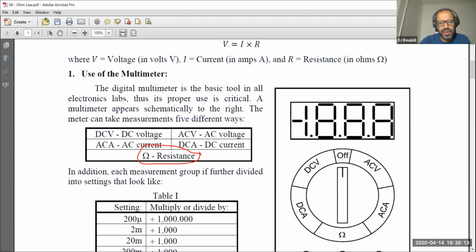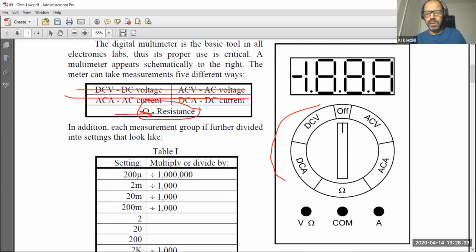In other words, either I am measuring the voltage, or I'm measuring the current, AC or DC in either case, or I'm measuring the resistors, it doesn't matter. In that case, I don't have a power supply. I don't have to worry if it's a DC or an AC current, okay? Now, this is basically a graphical representation of how it looks like, okay? Again, I was just showing you that.